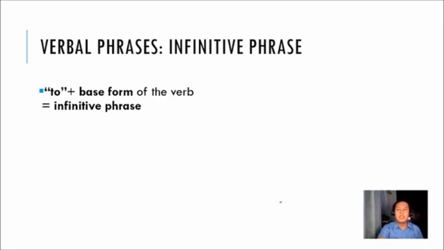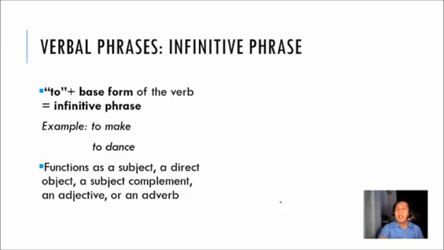Infinitive phrases are easy to spot in the sentence because they contain the word to plus the base form of the verb. When we say base form of the verb, it is the normal form of the verb. It has no additional s, no ed or en, just its base form. Example, to make, to dance. It may function as a subject in a sentence, a direct object, a subject complement, an adjective, or an adverb. Consider the following examples.